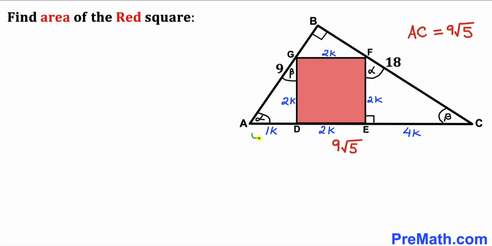And now let's make an observation. We can see this segment AD length is 1K, this DE length is 2K, and this EC length is 4K. So therefore this total AC length is going to be, I'm going to add all these individual lengths. 1K plus 2K plus 4K is going to become 7 times K. So therefore we can see that this AC length turns out to be 7 times K, but we also know that our AC length is 9 times square root of 5. So therefore I can equate 7 times K equals 9 times square root of 5. Let's divide both sides by 7 to isolate K. So therefore our K value turns out to be 9 times square root of 5 divided by 7.